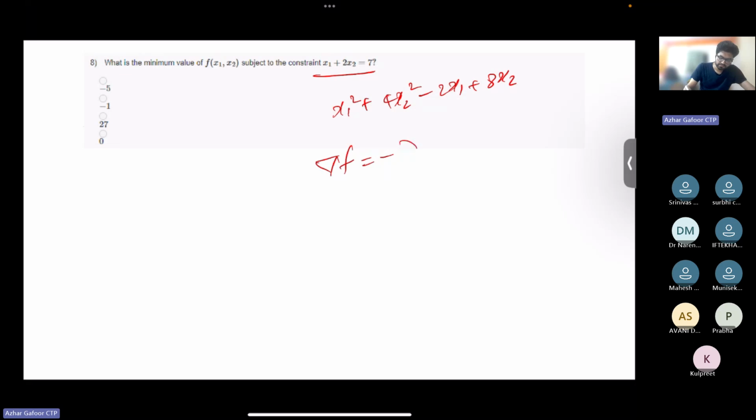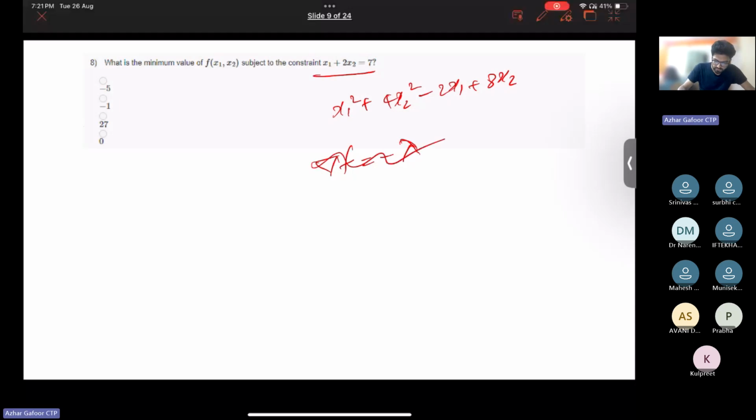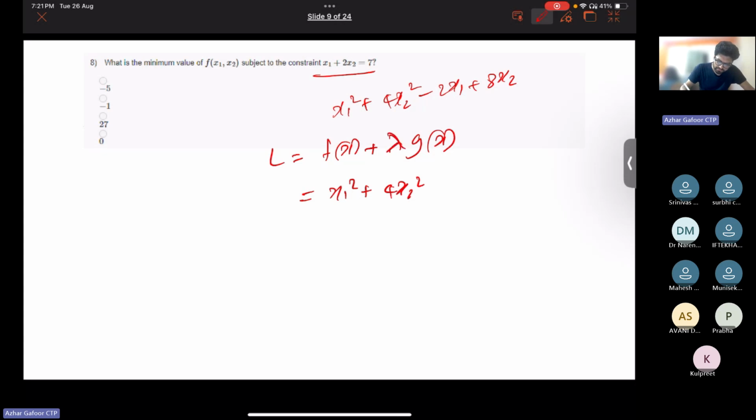So we need to find. Let's use the Lagrangian way, right? Since we have already done that, we have Lagrangian equal to f of x plus lambda into g of x. If you write that, we get x1 square plus 4x2 square minus 2x1 plus 8x2 plus lambda into x1 plus 2x2 minus 7.